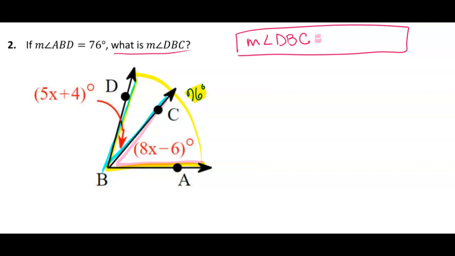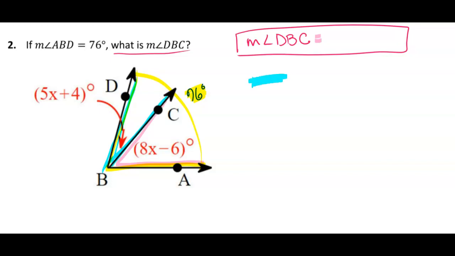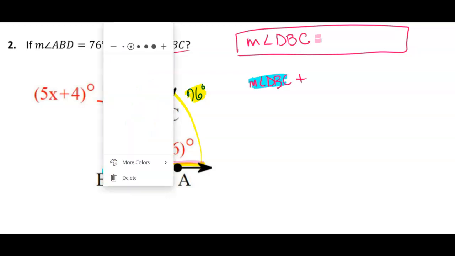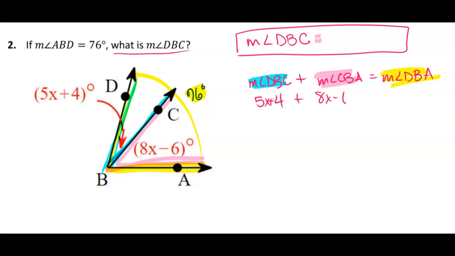So let's set up our equation using the angle addition postulate. Okay, we get this angle right here, which is DBC. That's the one we actually want. Plus the measurement of angle CBA. And when we add them together, we get the measurement of angle DBA. Okay, so let's substitute. We've got 5x plus 4 plus 8x minus 6 is equal to 76 degrees.